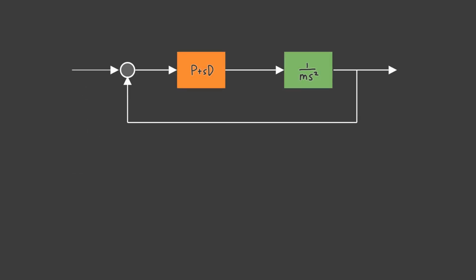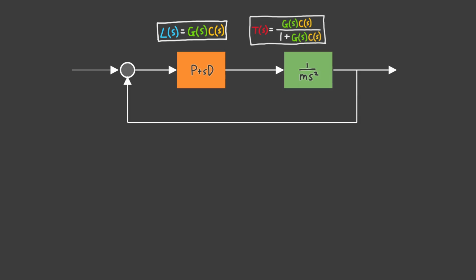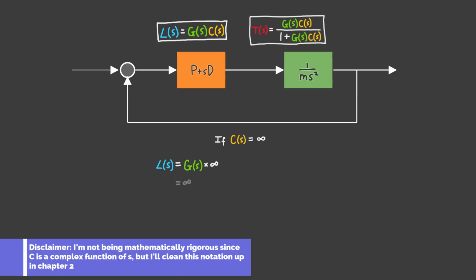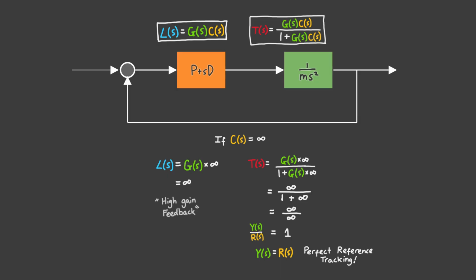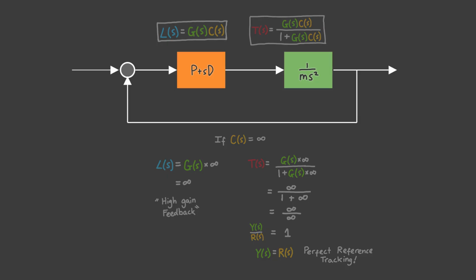Remember, our feedback loop looks like this, and the open loop transfer function is this, and the closed loop transfer function is this. If our controller becomes very large, say infinity, then L also approaches infinity. This means T will become infinity divided by 1 plus infinity. Now, admittedly, the plus 1 here doesn't do much anymore, so T will approach 1, which means that y will approach r. We've got perfect reference tracking. This simple concept has a name, high-gain feedback, and it's a fundamental principle when designing controllers.